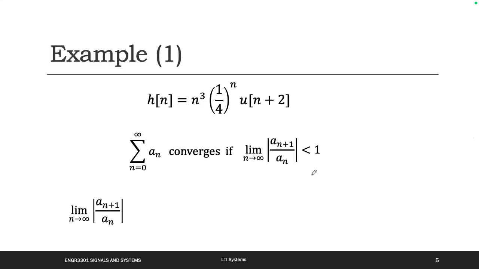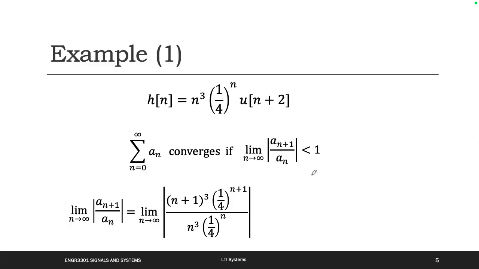Okay, and then we have this one. This is h[n+1]. Here is h[n+1], and here is just h[n]. You just put h[n+1] here, and this is h[n] here, right? And do you know why the u[n+2] disappears? Do you know why? What is u[n+2]?